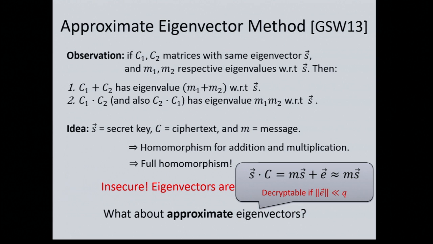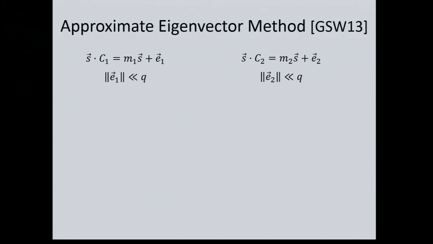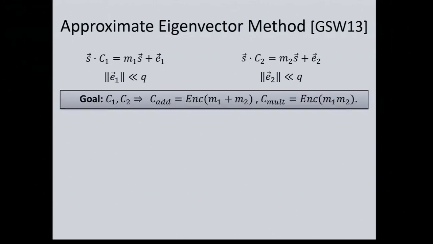So we would like to see if just relaxing this perfect condition to a relaxed one is still going to give us the homomorphism that we want. So let's see how this works. Let's say that we have two of these ciphertexts, C1 and C2, such that C1 equals M1S plus E1, and C2, well, just the equivalent. And let's say that we start with noises that are really small, much smaller than Q.